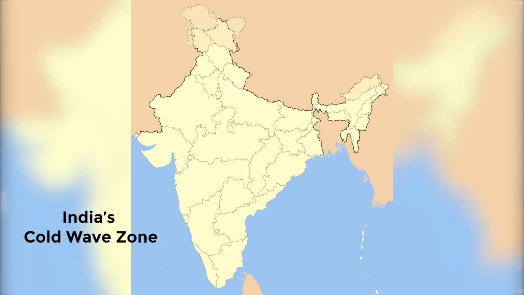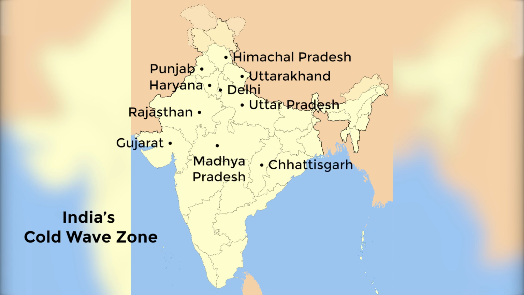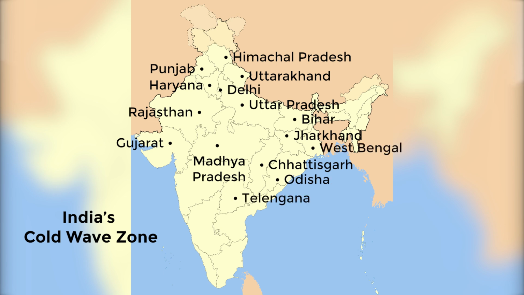In India, during the winter months, the passage of western disturbances causes dry, cold, northwesterly winds which blow into north and central India, causing minimum temperatures to dip over northern India, resulting in cold wave conditions. India's core cold wave zone covers Punjab, Himachal Pradesh, Uttarakhand, Delhi, Haryana, Rajasthan, Uttar Pradesh, Gujarat, Madhya Pradesh, Chhattisgarh, Bihar, Jharkhand, West Bengal, Odisha, and Telangana.